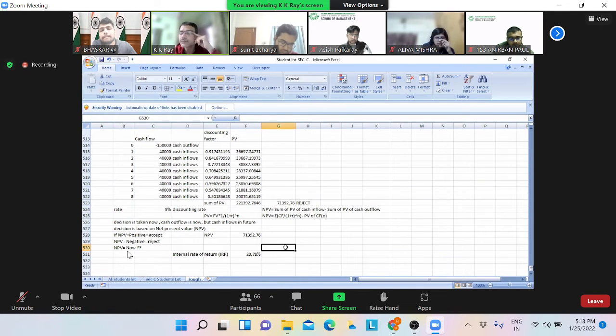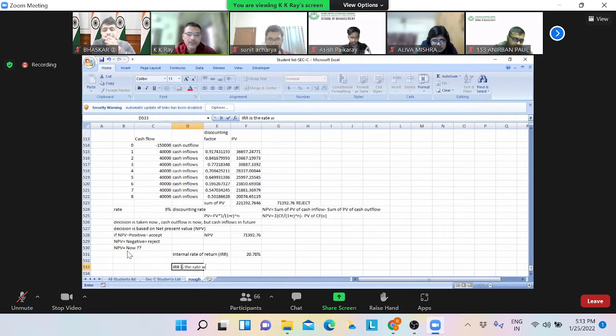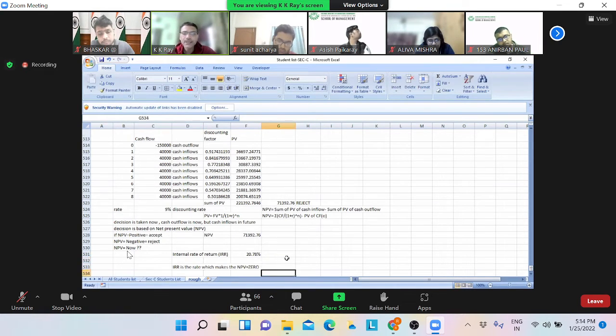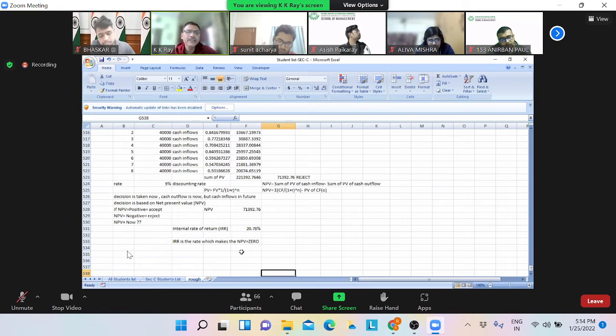20.78%. IRR, internal rate of return. IRR is the rate, try to understand, which makes the NPV equal to zero. If we calculate the NPV at this rate, let's see.